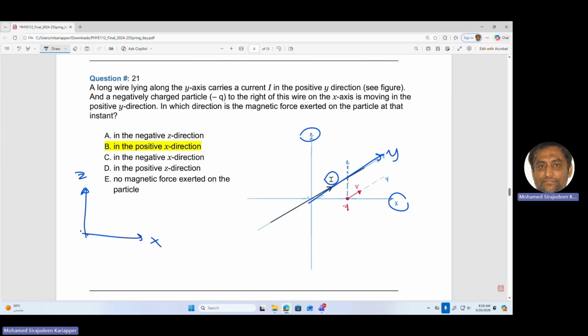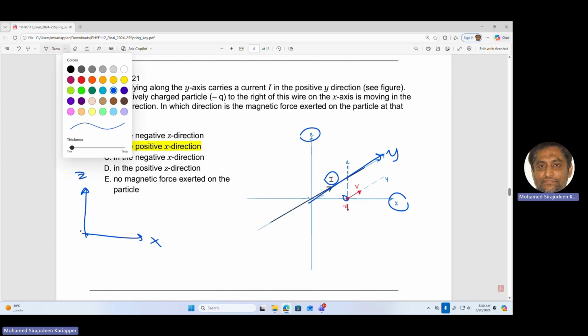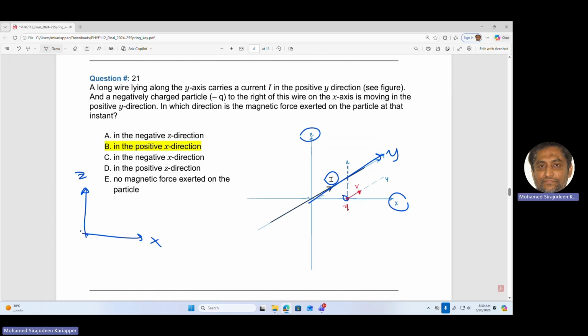Right, now, in which direction is the magnetic force exerted on the particle at that instant? There is a positive charge here. Here, there is a positive charge.